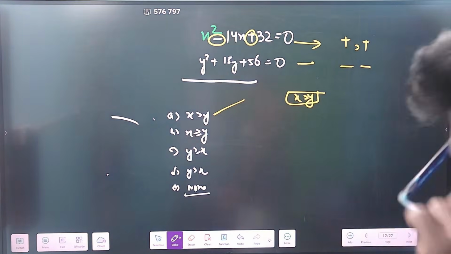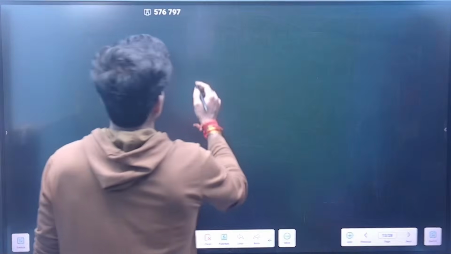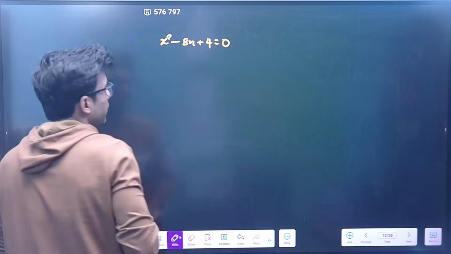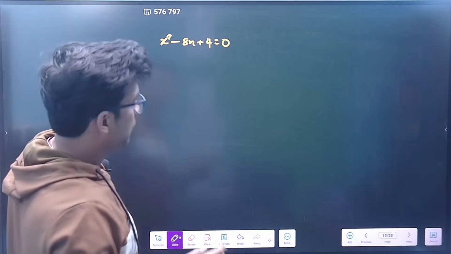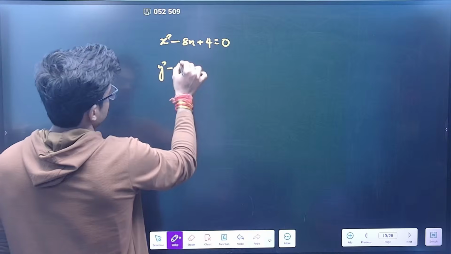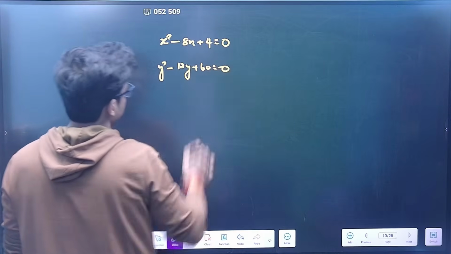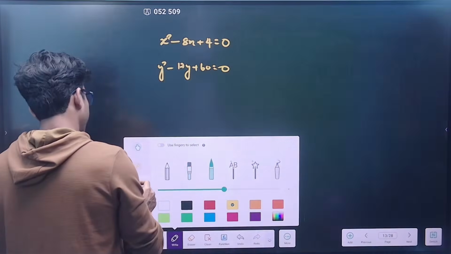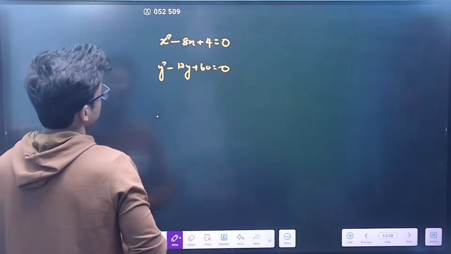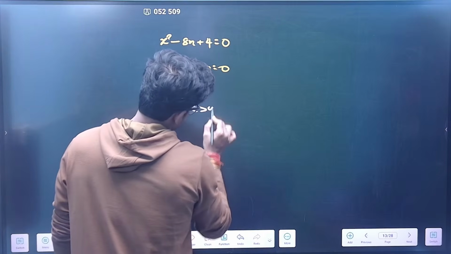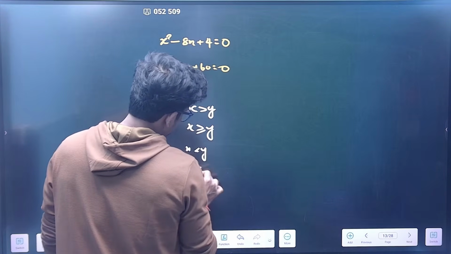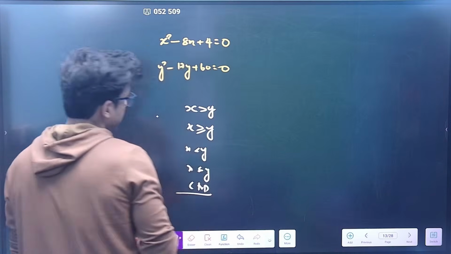See, I hope you understood. Let me solve one more problem. x square minus 8x plus 4 equals 0, and y square minus 17y plus 60 equals 0. Compare x and y. Come on.